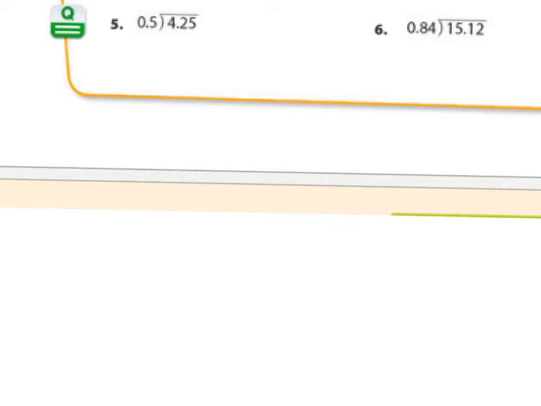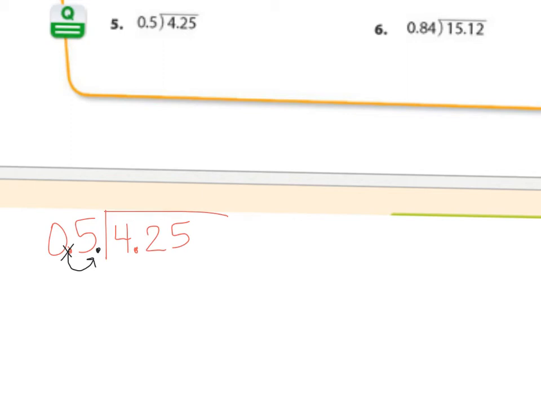Go ahead and set up the problem like normal. Okay, I'm going to do it down here on the bottom. You work this with me. 4.25 divided by 0.5. Okay, and what you do is you move the decimal to the very end of the number so that it is now a whole number. It's not here anymore, it's at the end of the number. So instead of it being a decimal, now it is a whole number.